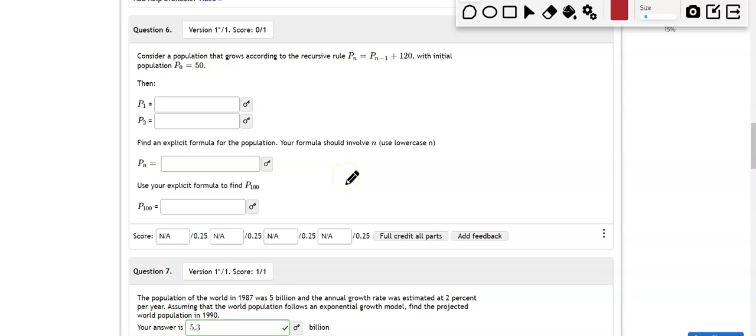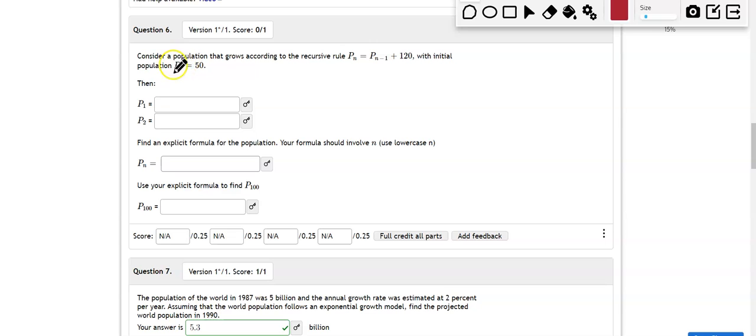All right, so let's look at a linear growth problem, and then we'll look at an exponential growth problem. We can tell linear growth, even though it doesn't say it here, because there is an addition symbol in our recursive rule instead of a multiplication symbol, which is exponential growth. All right, so let's start with this one.